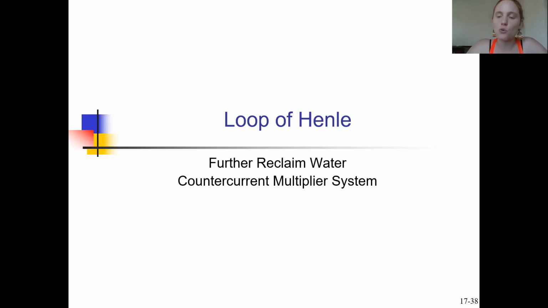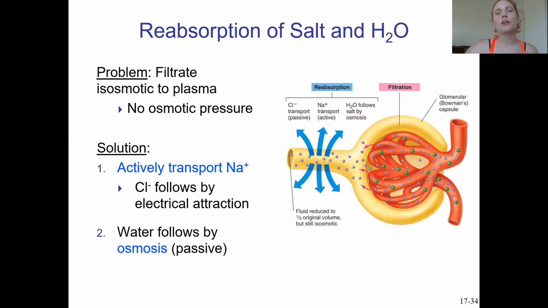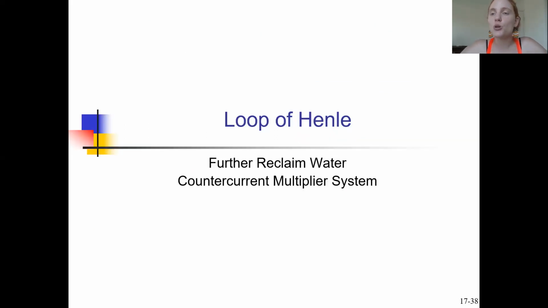Okay, so most of the water is going to be reabsorbed in the proximal convoluted tubule. But now we have the loop of Henle, and the loop of Henle is set up to maximize the amount of water that is going to be drawn back into the body. Right, so let me first go over the structure of the loop of Henle, and that's going to lead into a discussion of the countercurrent multiplier system.